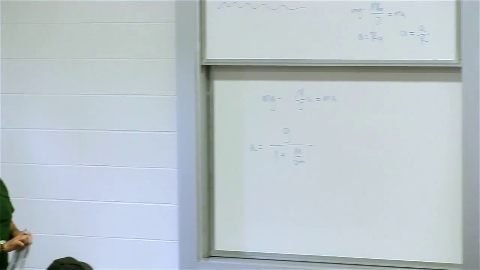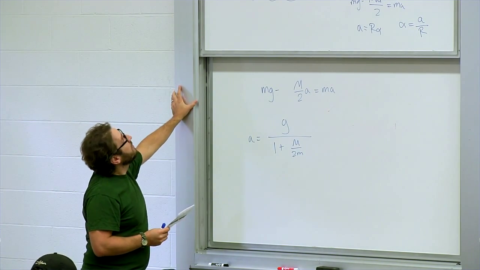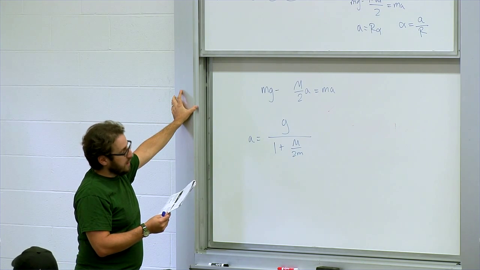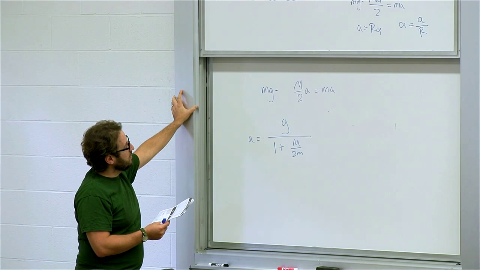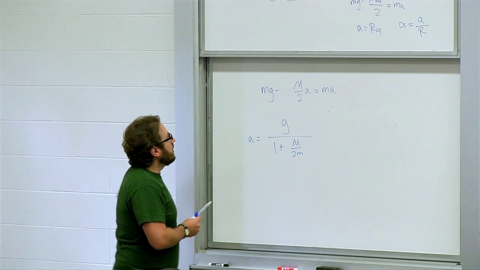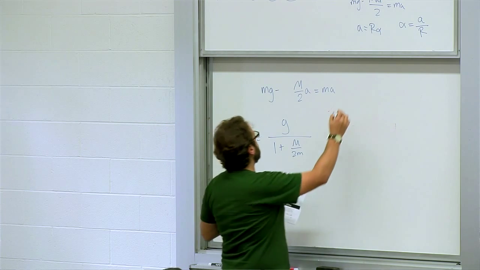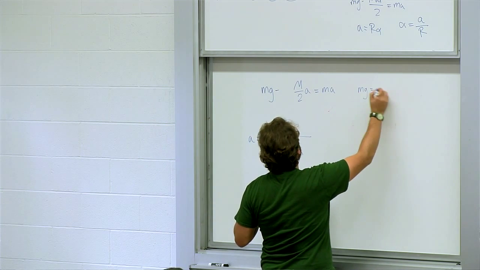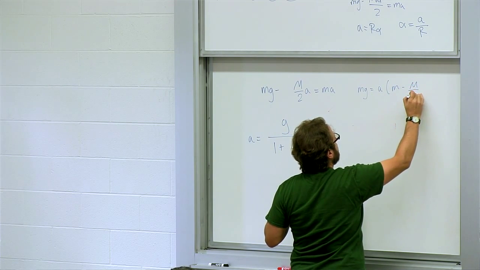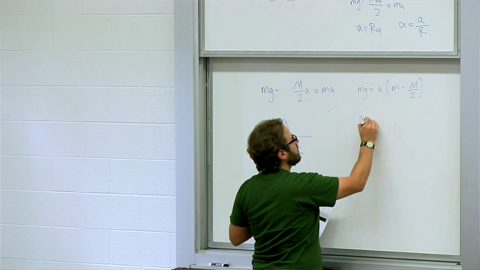So let's think about whether this has the right dependence. Right? What happens when that looks upside down to me? So mg is equal to A times M minus m over 2. Right? Cross out the m's.